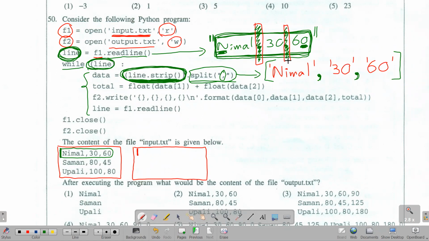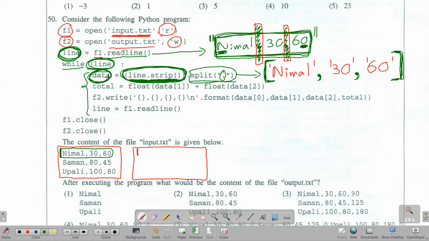Yes, people, are we clear up to this point? Okay. So then it says, now this particular list, which is created by the split method and the strip method, is assigned to a variable called data. So data is a small list which contains 3 values, which is Nimal, 30 and 60.